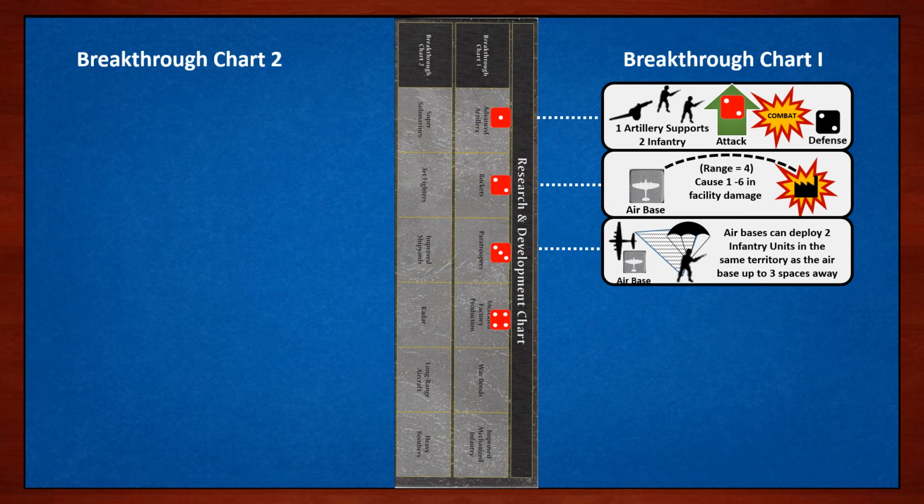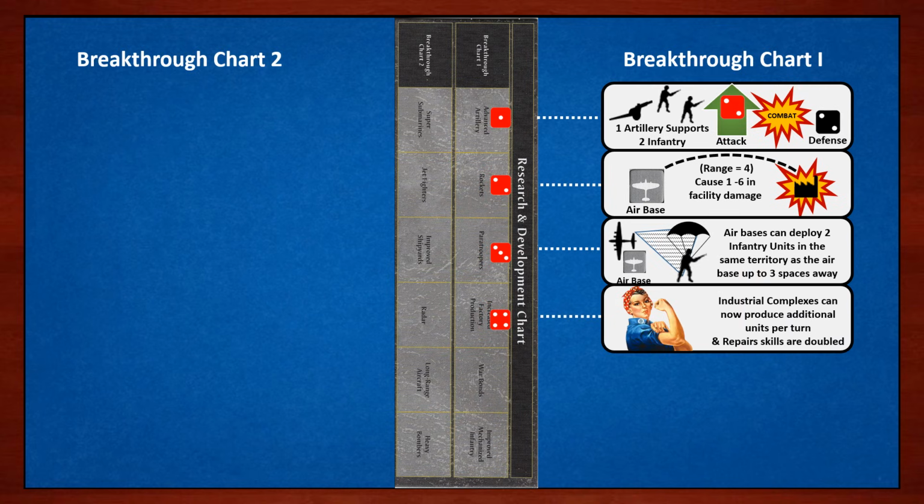A roll of 4 increases factory production. With increased factory production, industrial complexes can now produce additional units. Major industrial complexes can produce 12 units, minor industrial complexes can produce 4 units. Also, 1 IPC now removes 2 damage markers.